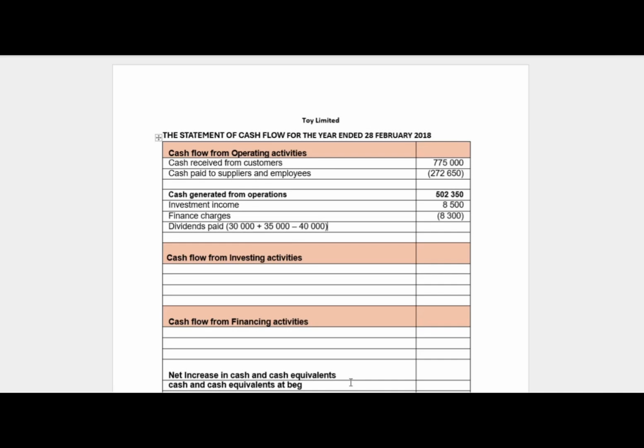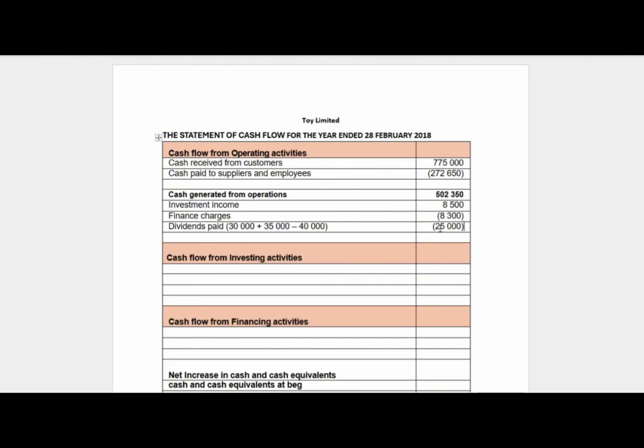Let's do the calculations right there quickly. It's going to be 30,000. You add 35,000, dividends declared. You less 40,000. I am getting dividends paid 25,000. It's an outflow. Put in brackets. Outflow in brackets, 25,000. All right.